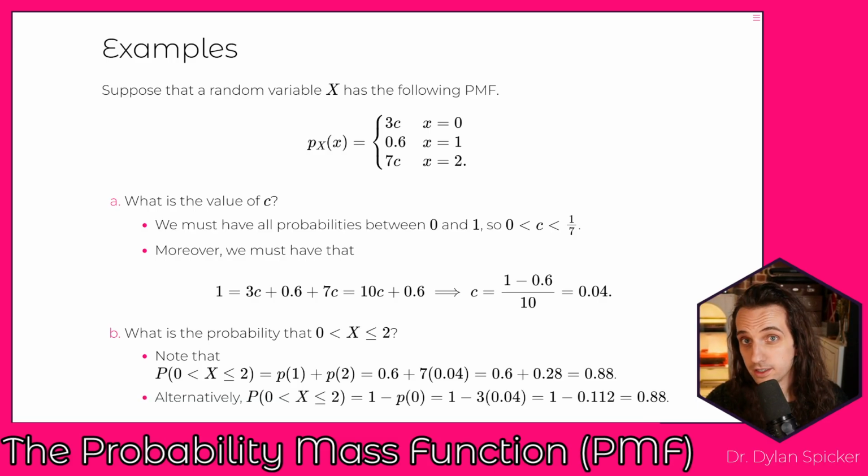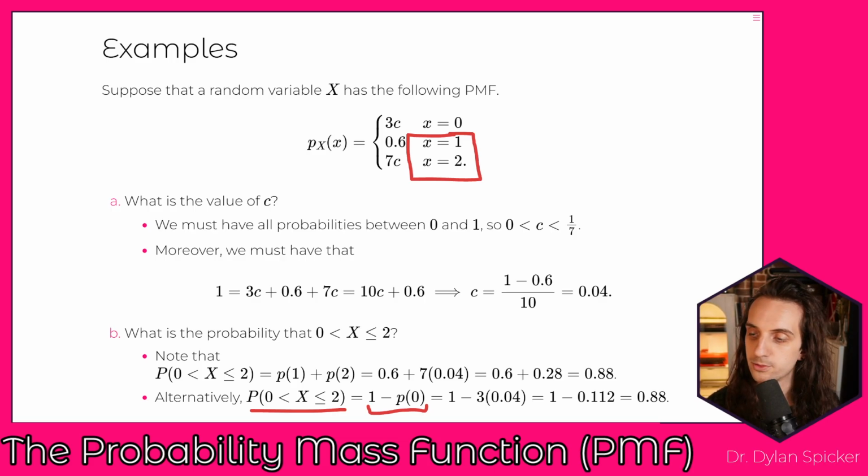Okay. Alternatively, we could have used the complement rule here. And so what are we thinking about there? Well, the probability that x is between 0 and 2 is going to be 1 minus the probability that it's 0. And why is that the case? Well, we know the probability that x is greater than 0 and less than or equal to 2 is the same as the probability that x is equal to 1 or 2. And so that's the event we're thinking about here.